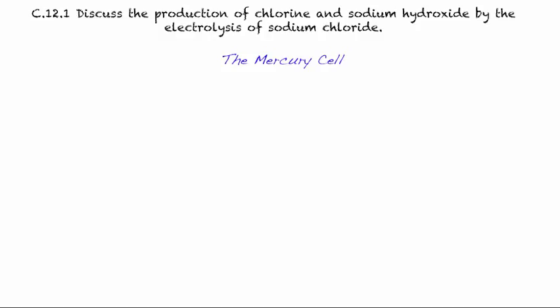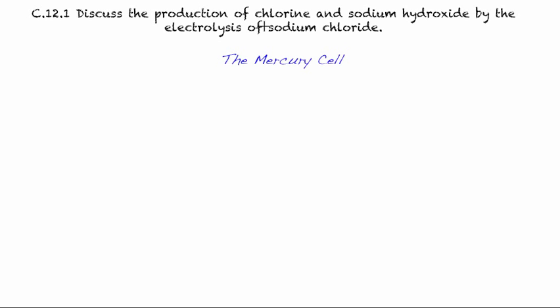Alright, today we're going to discuss the production of chlorine and sodium hydroxide by the electrolysis of sodium chloride. This is the chlor-alkali industry, and there's basically the same products made each time, but different processes, and each process has its own sort of environmental implications. So we'll be exploring those in another video.